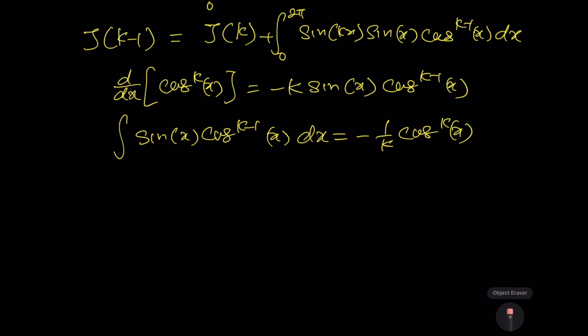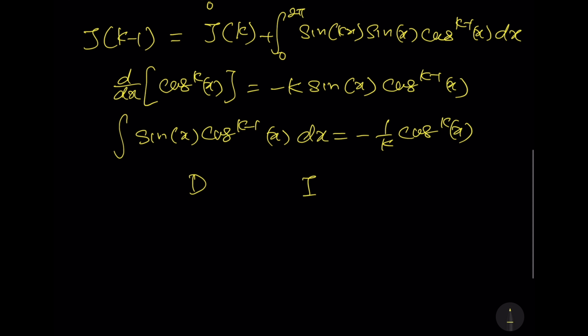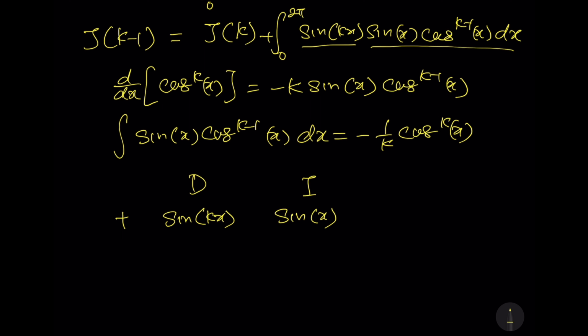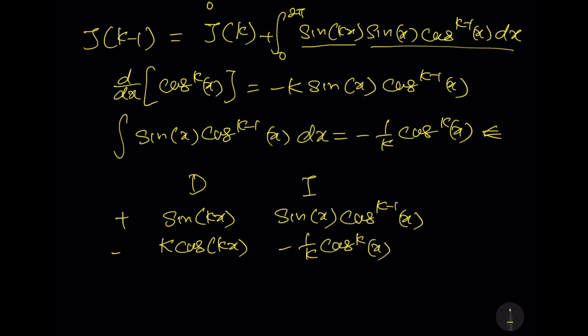Now we do integration by parts, implementing it by the DI table. The first row is positive; we choose sin(kx) for D, and the remaining sin(x) multiplied by cos^{k-1}(x) for the integral. The second row is negative. For the differential, we obtain k multiplied by cos(kx), while for the integral, we already obtained before, which is negative 1 over k multiplied by cos^k(x).